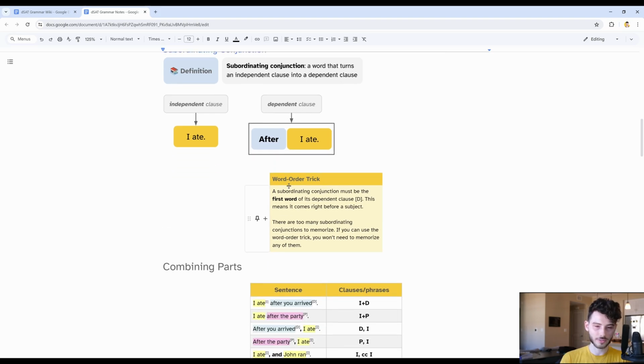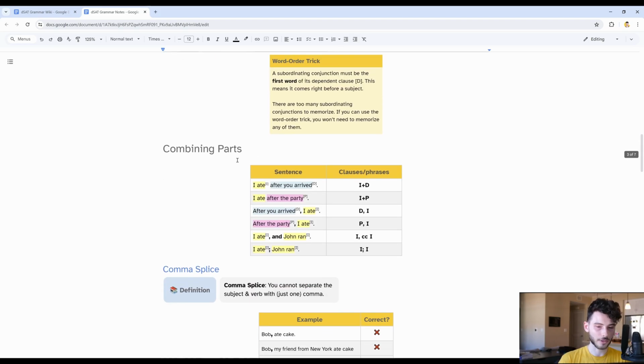There's another trick for this with word order. The subordinating conjunction has to be the first word of its dependent clause. And I usually tell students, there's more than 50 of these words in English. It's not about memorizing them all. It's just about noticing word order. If you can find a verb, then you can connect back to a subordinating conjunction.